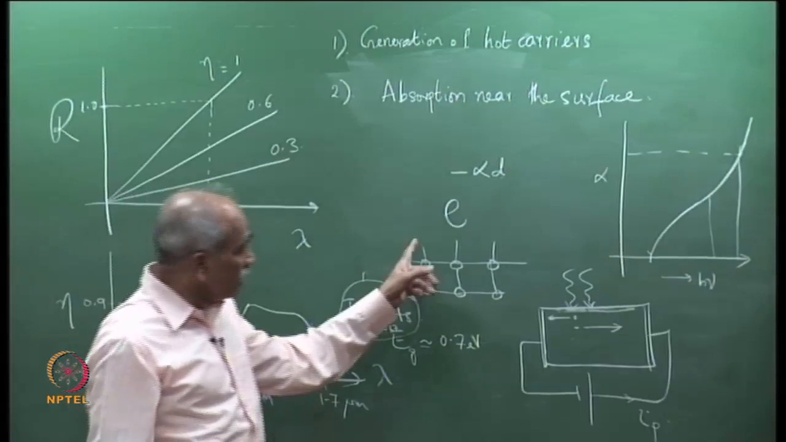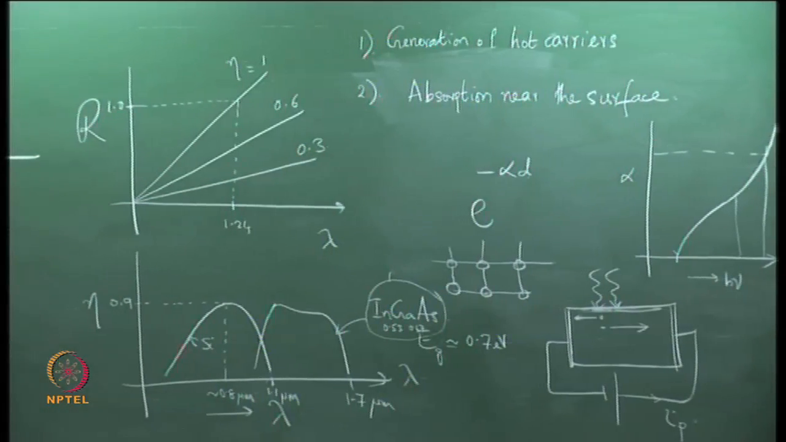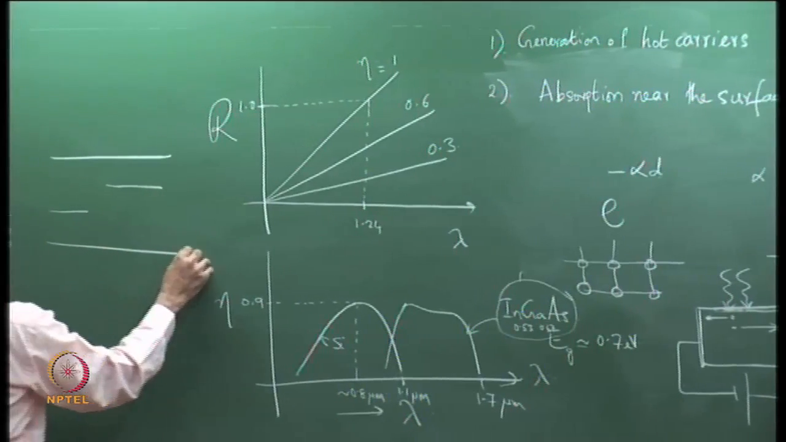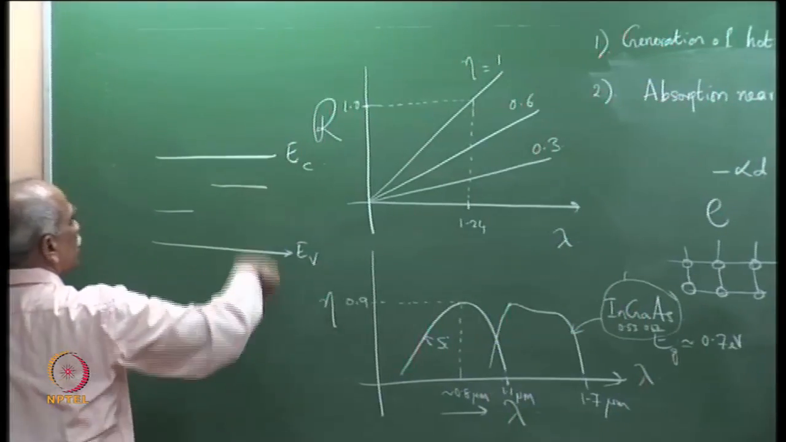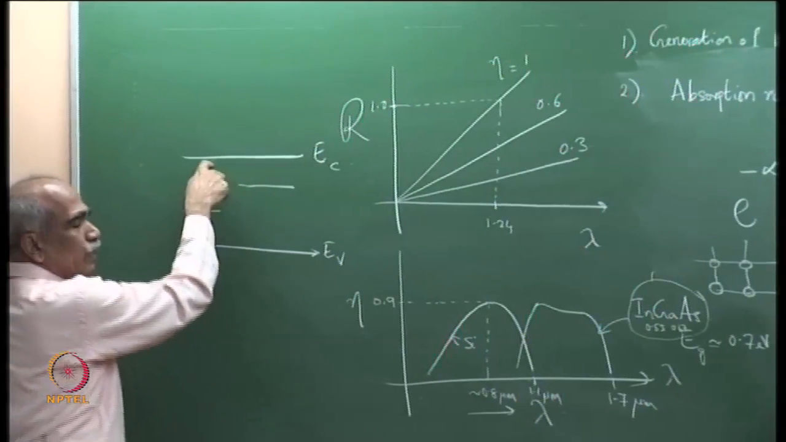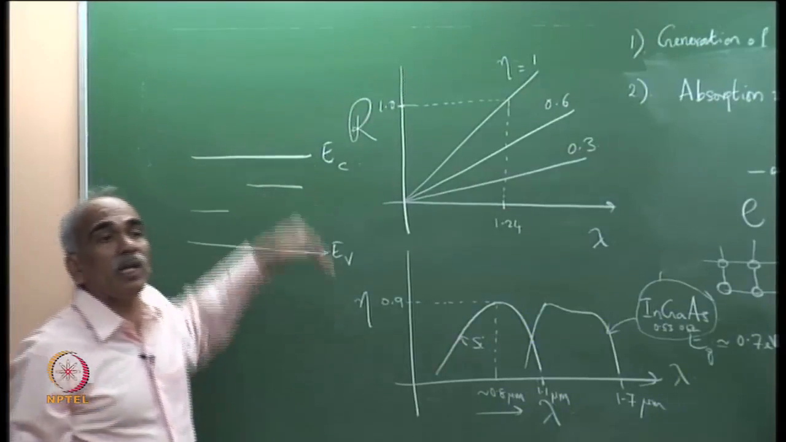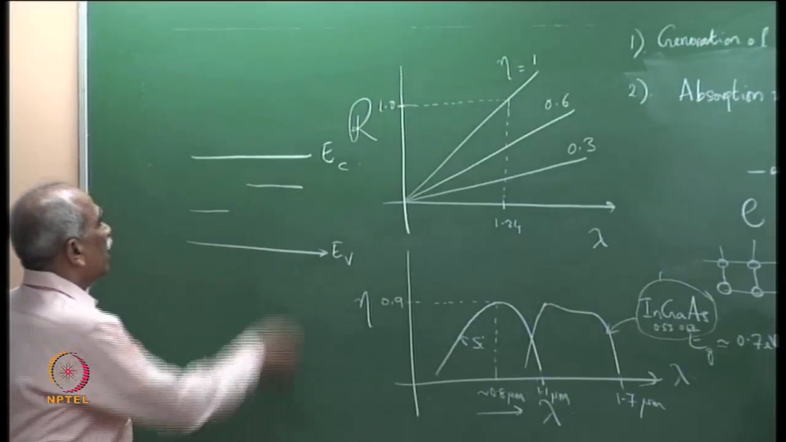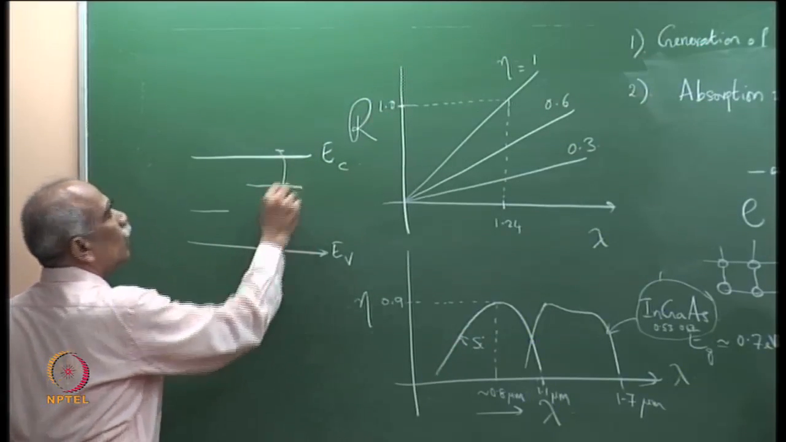and therefore, these dangling bonds, if you take the band gap, correspond to energy states somewhere in the gap. So, this is EV, this is EC, and this is the EG. Corresponding to the surface states, there are states which are in the forbidden gap, and these act like trap states, and they facilitate recombination of electrons and holes.